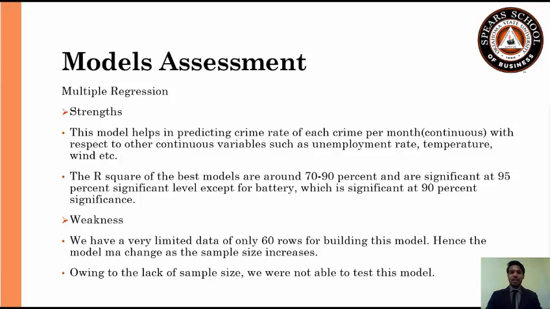The strengths of multiple regression include predicting the crime rate of each crime per month with respect to other continuous variables such as unemployment rate, temperature, wind, etc. The R-square of the models is around 70 to 90% and they are significant at the 95% significance level, except for battery, which is significant at 90%. Now let's talk about the weaknesses. Since we had very limited data of only 60 rows for building this model, the model may change as the sample size increases. Owing to the lack of sample size, we were not able to test this model.